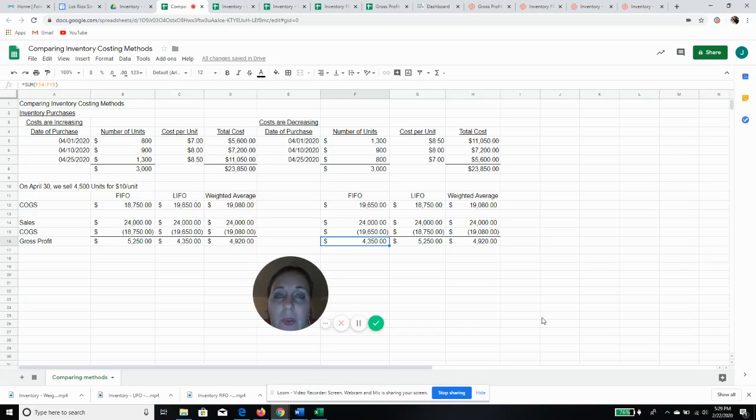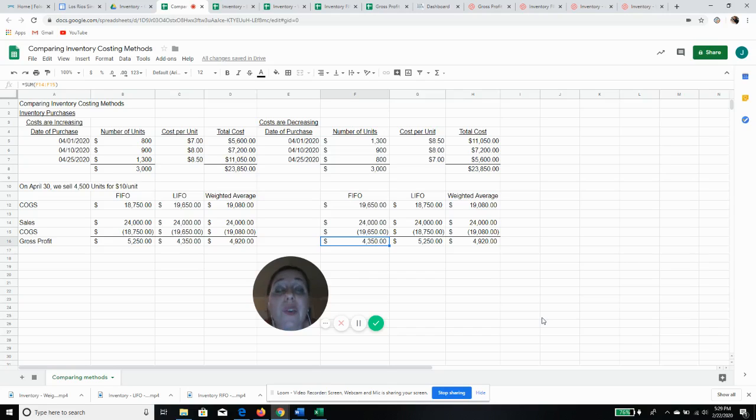One last thing I will leave you with. Once you pick a method of costing inventory, you have to stick with it, okay? You can't say, oh, costs are increasing, I'm going to do FIFO, and oh, now they're decreasing, so I'm going to do LIFO instead. And that would be a way to play around with your numbers. Hugely frowned upon. Your auditors are not going to be happy with you, and in fact, they may not sign off on your financial statements.